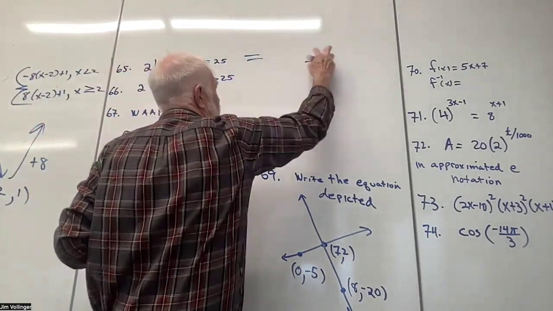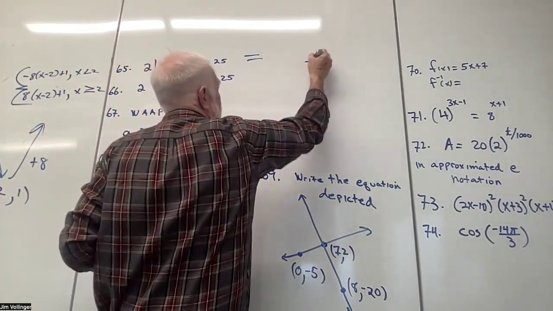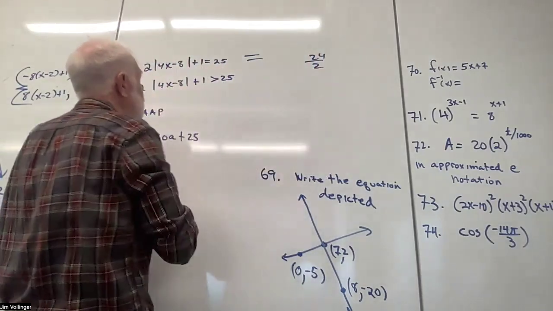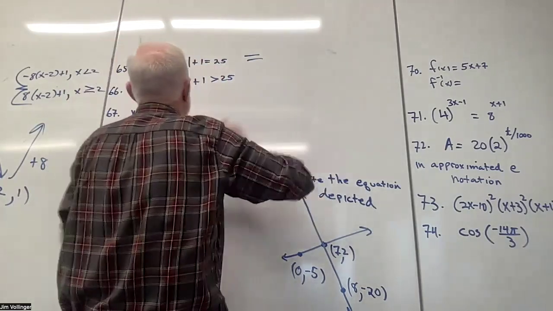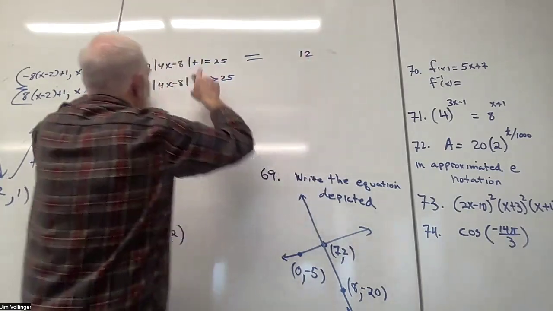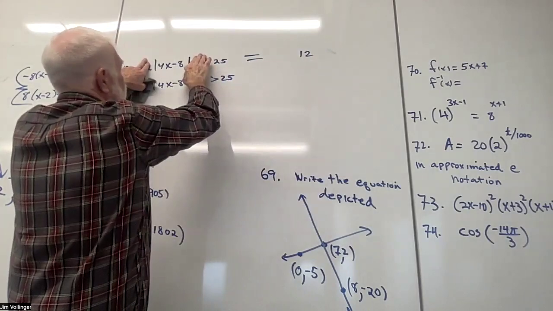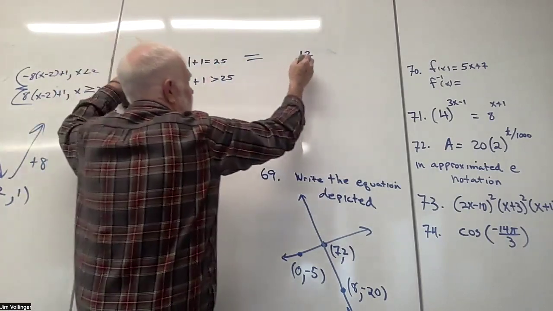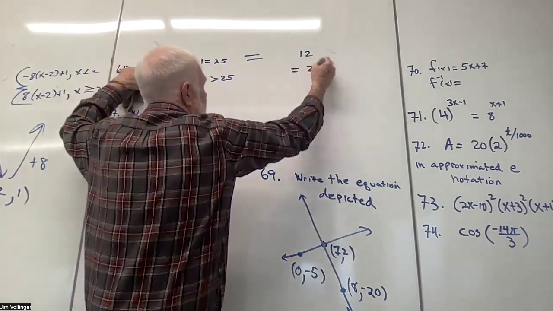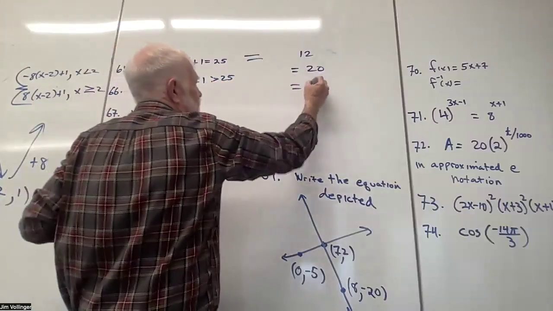I knew that was wrong. Positive 24, take 1 away. Yeah, that was stupid. So that's 12 now. All right, so that's 12. Now we're setting 4x minus 8 to 12. So I'm adding 8, which makes it 20. And then I'm dividing by 4, which makes it 5.